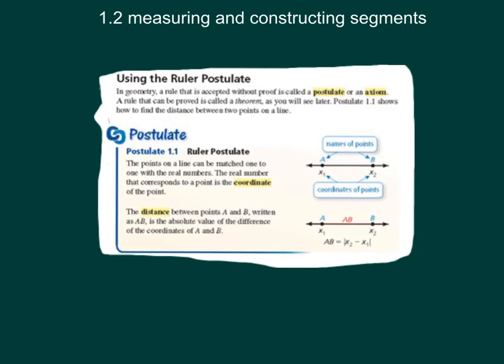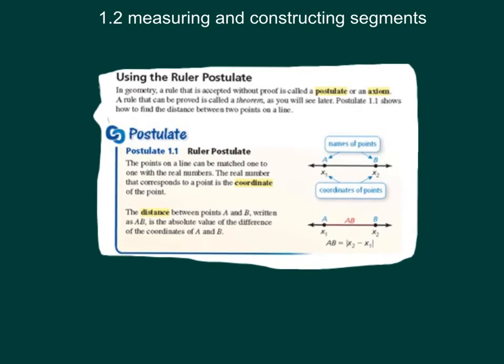Before we even get into that, we need to know what a postulate is, or an axiom. I usually call it a postulate. Other people call it axioms. And that's a rule that is accepted without proof. So it's been done so long, we don't have to prove it. A rule that can be proved is called a theorem.